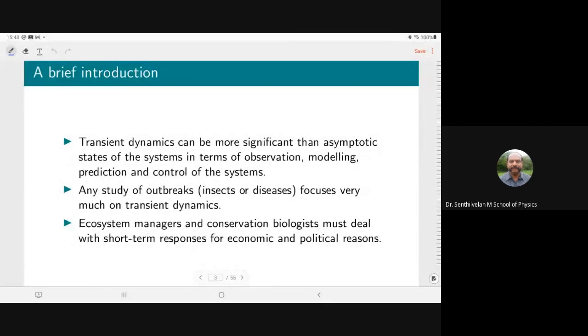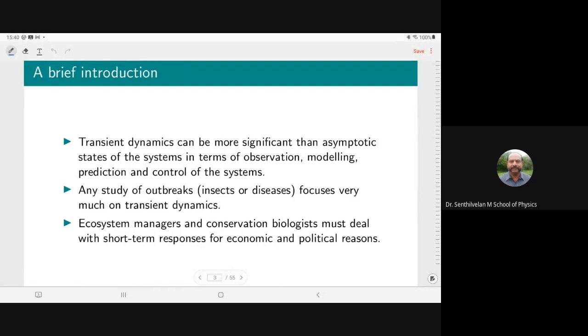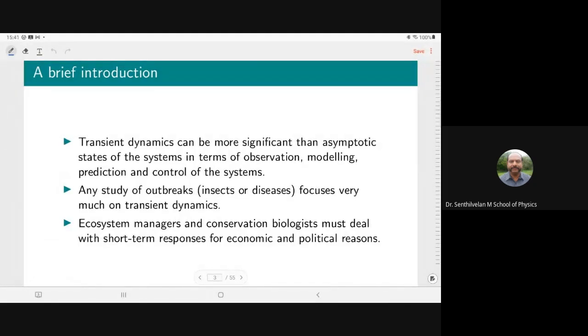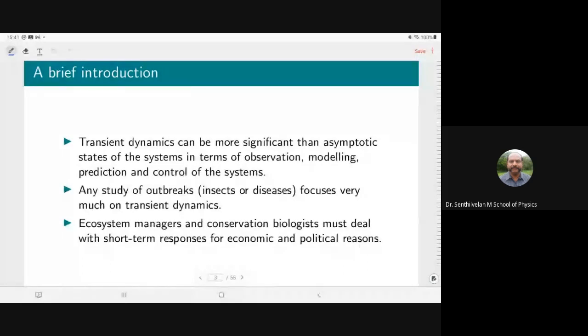And ecosystem managers and conservation biologists also deal with short-term responses, due to economic and political reasons. What happens after a long time is also important, but it is also important what will happen just after the epidemic started, or for political and economic purposes, where we need to consider the immediate results. So short-term responses are also equally important for ecosystem management, for disease control, etc.